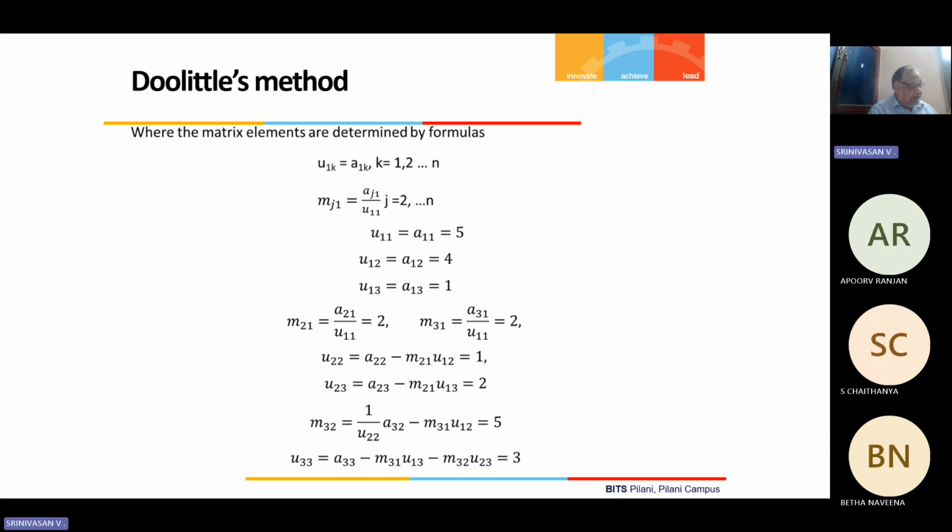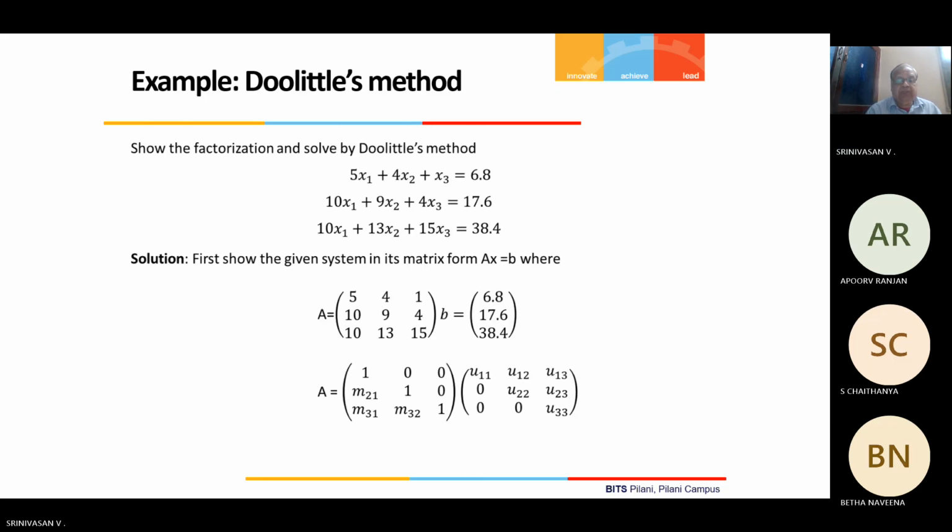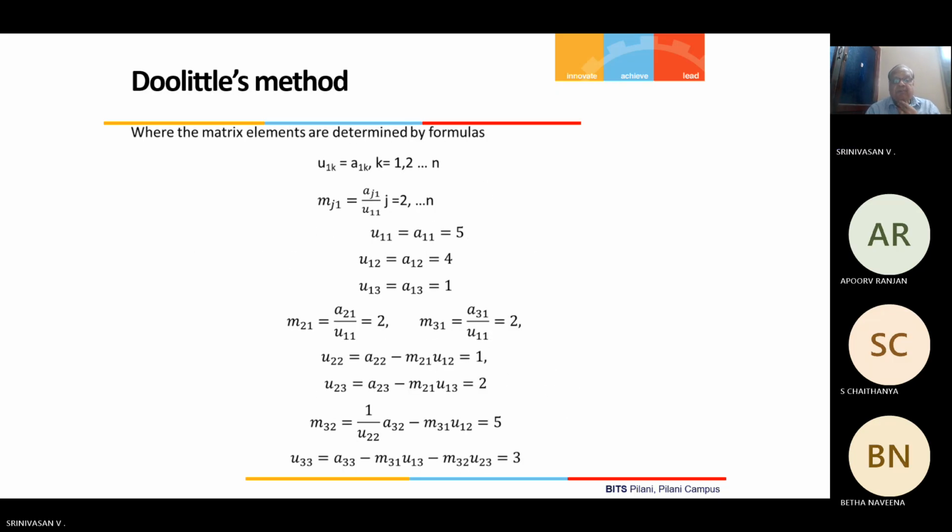The calculations, but I have not. But anyway, you can check A22. What is A22? A22 is 9. 9 minus 2 into 4, 8, isn't it? M21 is 2, U12 is 4. Therefore, you have 9 minus 8, 1.